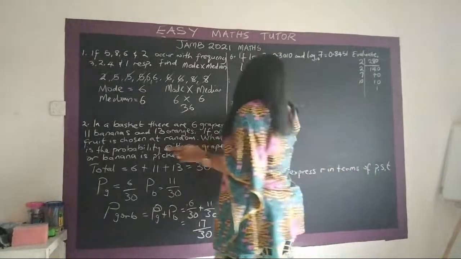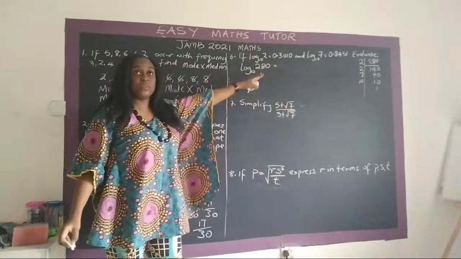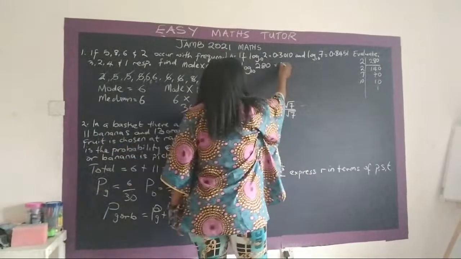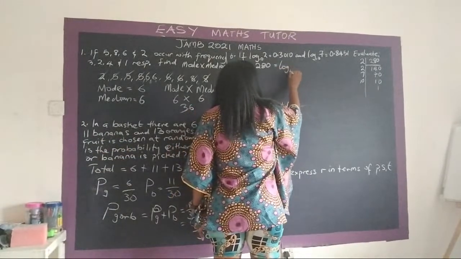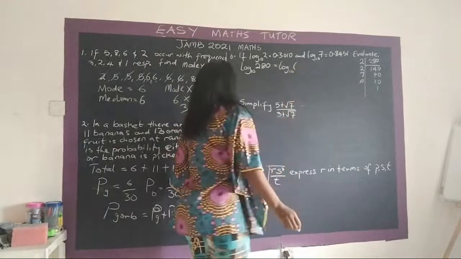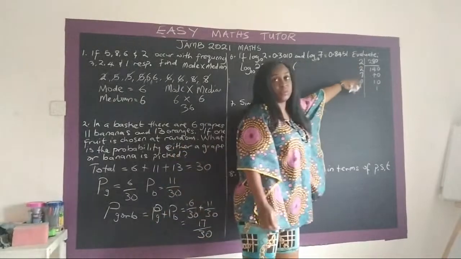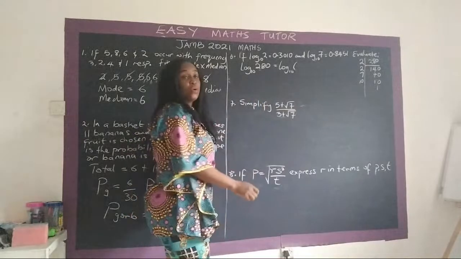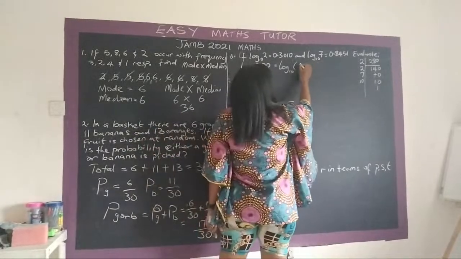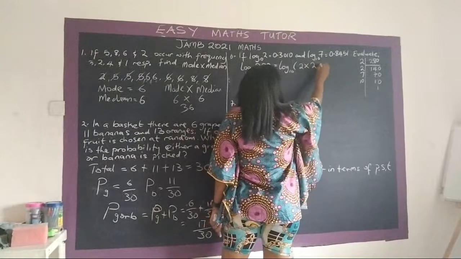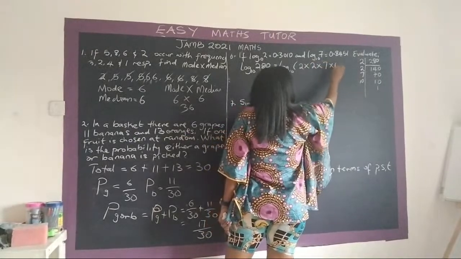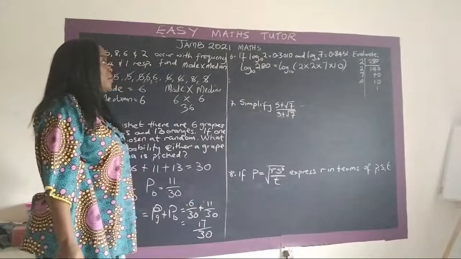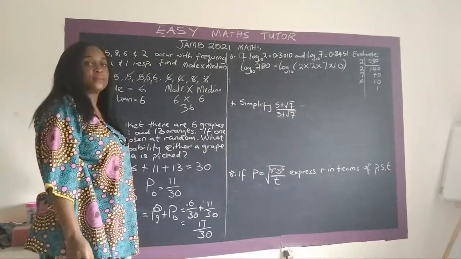So we've broken this down. We write the base of the log, and then write these numbers inside the bracket in place of 280. So we have 2 times 2 times 7 times 10.